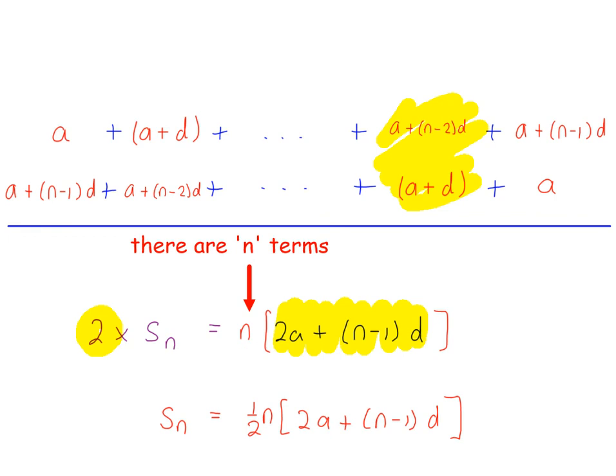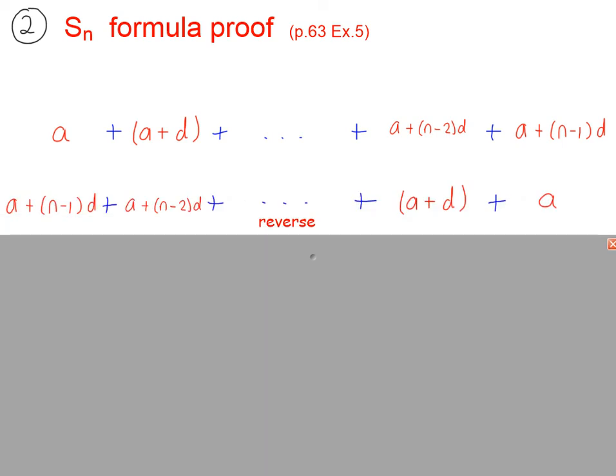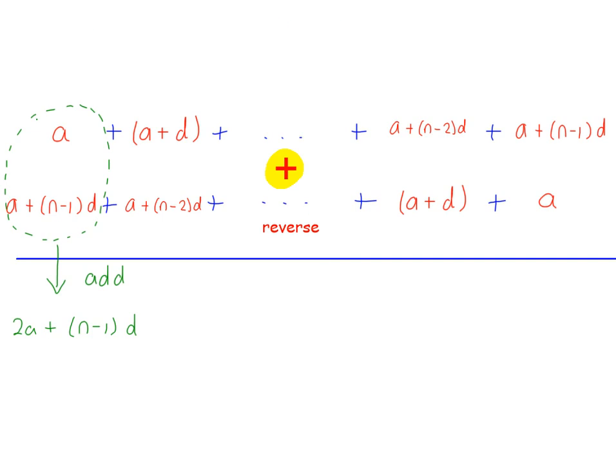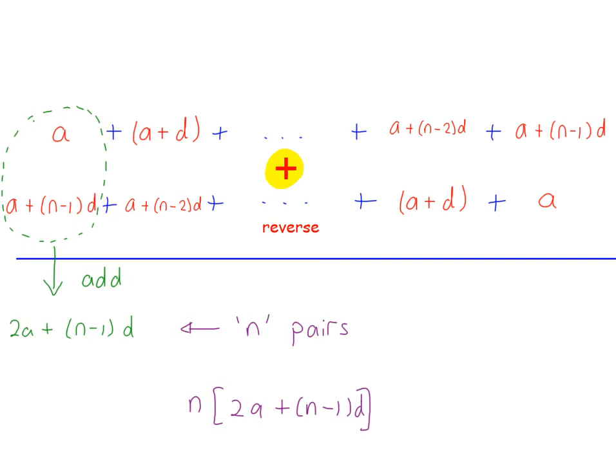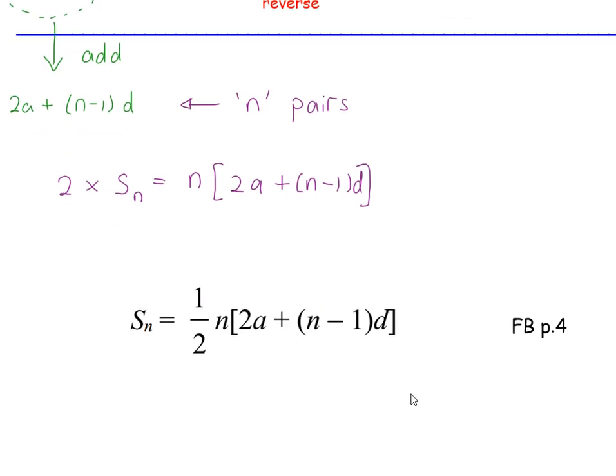So once again, the proof, we have all our terms algebraically. We reverse the series. If we add these terms in this pair together, we get 2a plus n minus 1 d. There are n pairs, so this is the sum of both series. And then finally we divide by 2 to work out the sum of n terms. And here is the formula. It's given in the Edexcel formula book.